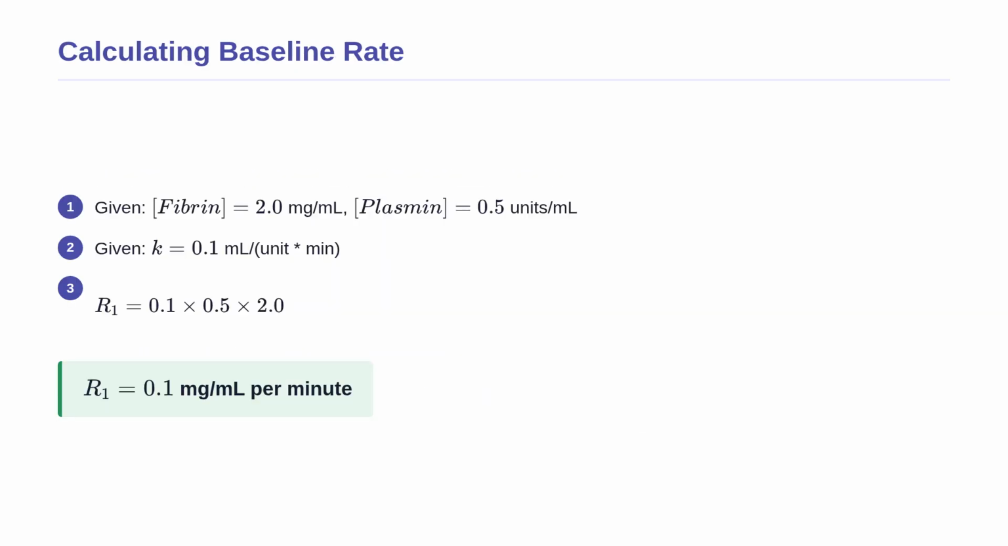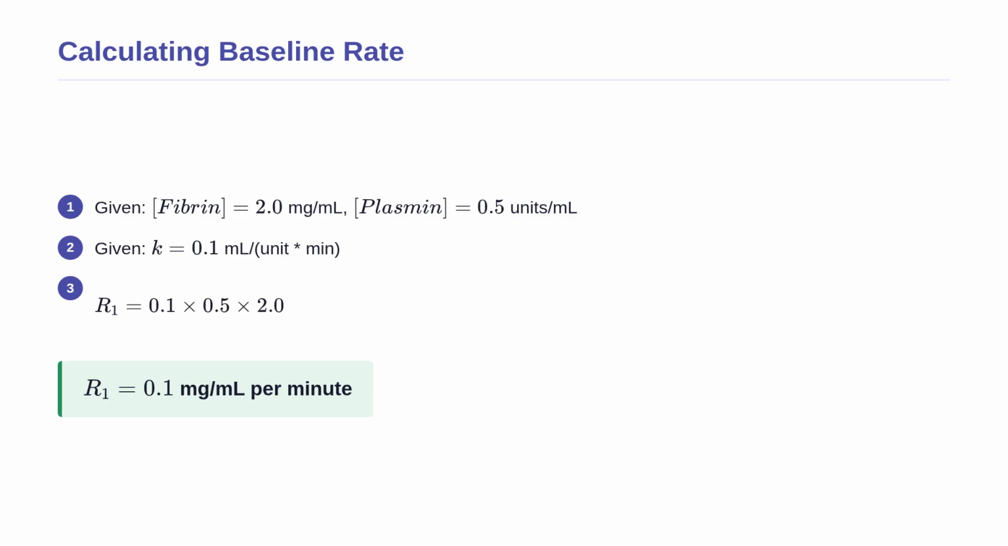With our formula established, let us apply it to a concrete medical scenario. Imagine a patient with a small blood clot. We are given a fibrin concentration of 2.0 milligrams per milliliter and an active plasmin concentration of 0.5 units per milliliter. The physiological rate constant, K, is 0.1. We want to find the initial rate of fibrinolysis.